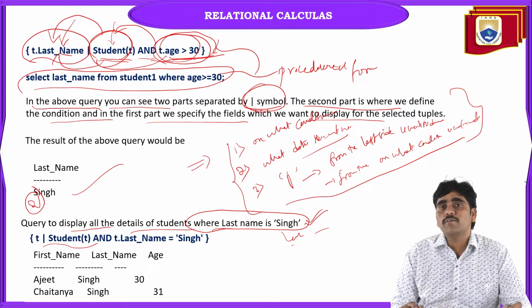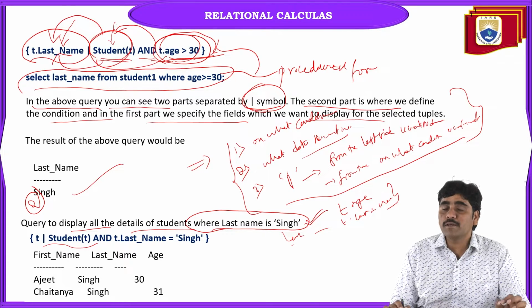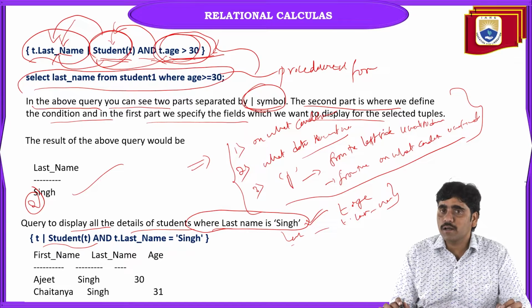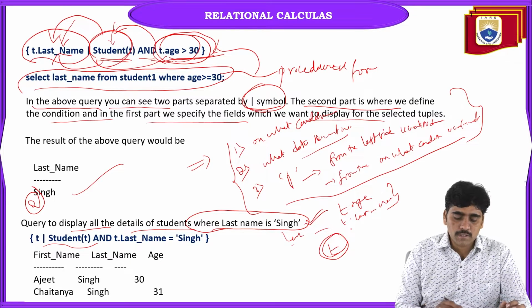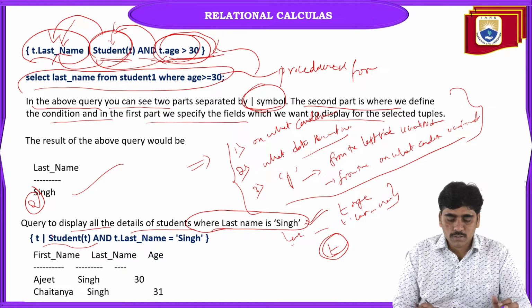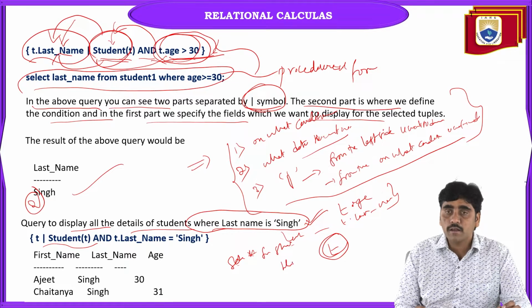Now we have to mention two things. If you are selecting a particular attribute of the tuple, you can mention T dot age or T dot last name. If you are not selecting a particular attribute and want to display all the tuples, then you can mention directly T. So generally we can write the query as: select star from students where last name equals Singh.